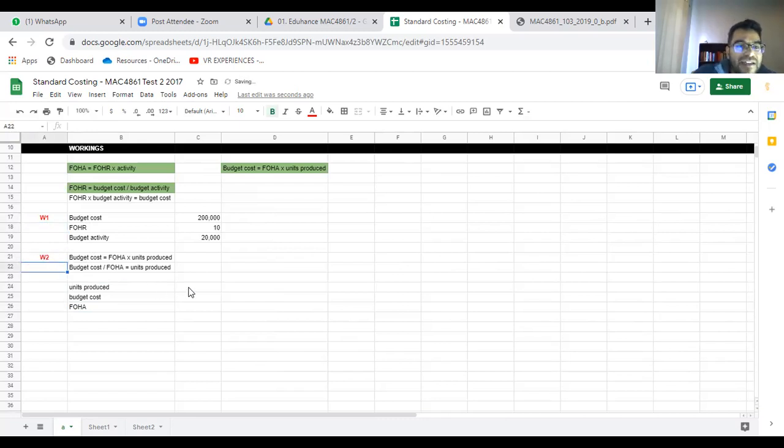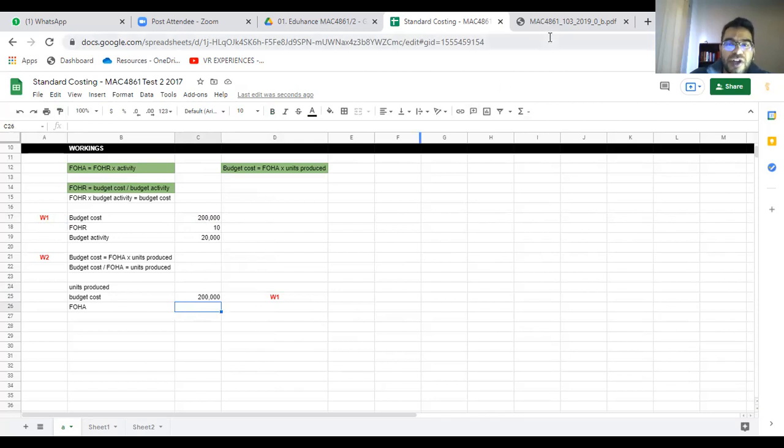So we want units produced. Okay, so we need budgeted costs. We calculated budgeted costs. Budgeted costs is 200,000. Okay, so that is working one. Now this is where you need to pay careful attention. The amount I'm going to put in over here is not the 10 Rand. I'm not using the fixed overhead rate. The fixed overhead rate is 10 Rand. I'm using fixed overheads applied.